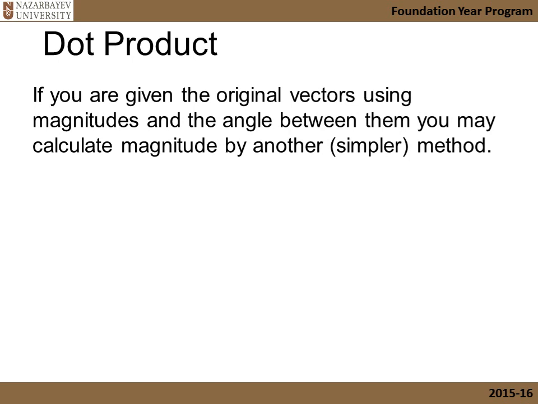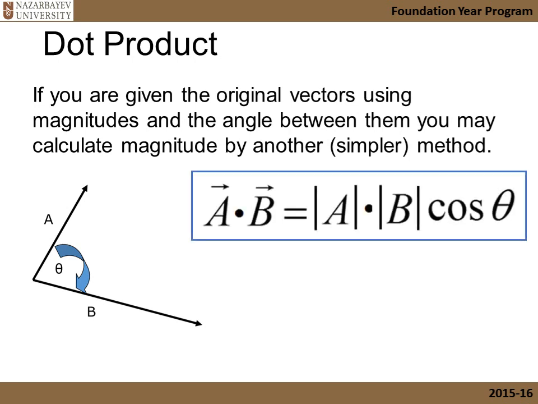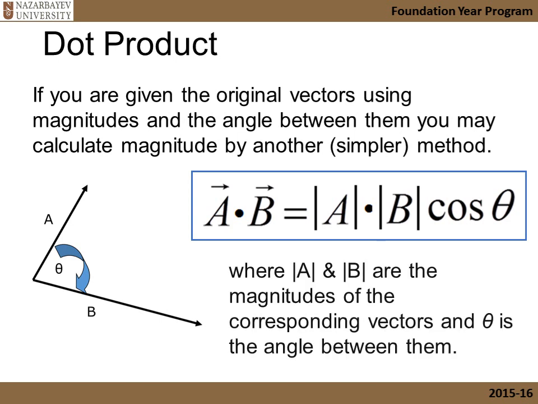If our vectors are given graphically, as in this diagram, so we know their location, we know their magnitudes, and we know the angle between them, we can calculate dot product using this formula. So our dot product equals multiplication of their magnitudes and cosine theta, where theta is the angle between the vectors A and B.